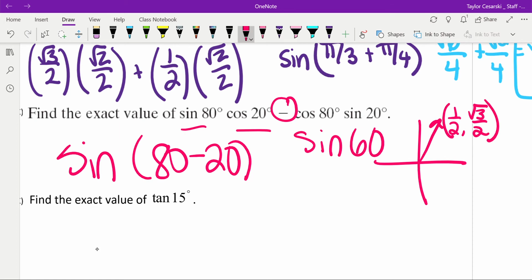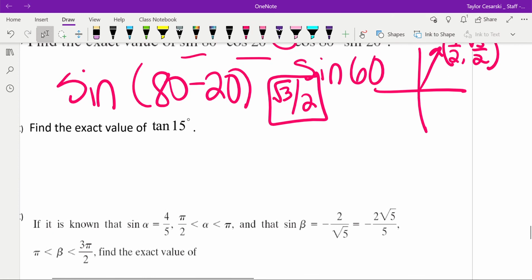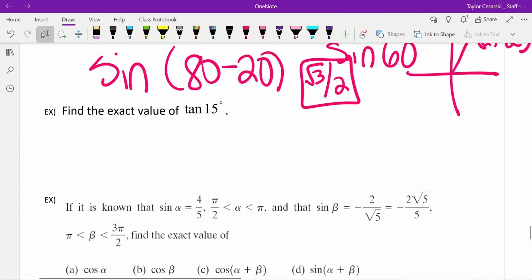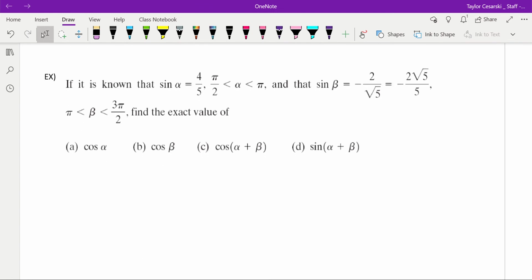Sine is my y value. So therefore, it's going to be square root of 3 over 2. Okay, so in that one, it broke it up and you had to recognize and go backwards to the formula. I'm probably not going to give you a tangent one just because of all of this. So don't really worry about the tangent, just worry about sine and cosine. Okay, I do want to do this next example though.